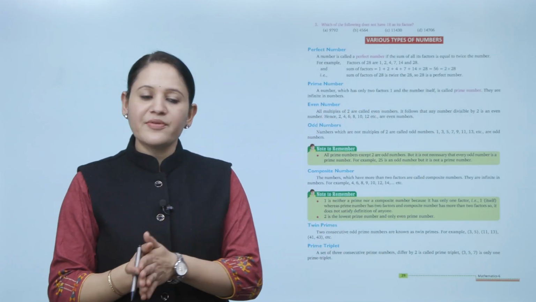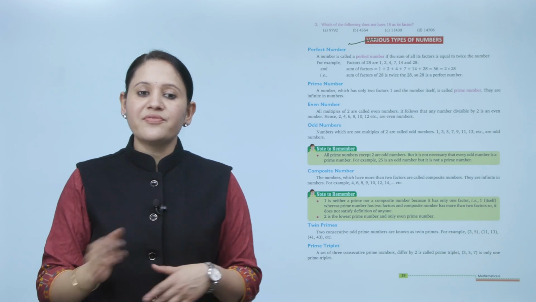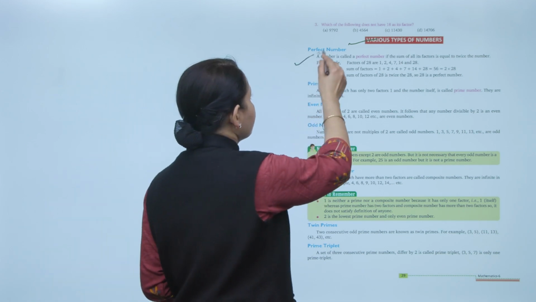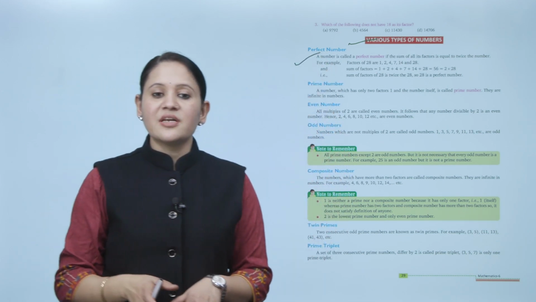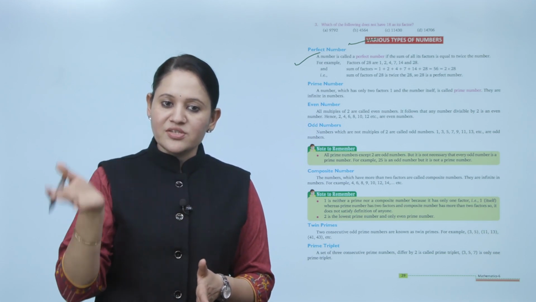Next is various types of numbers. First one is perfect number. So what is a perfect number? A number is called a perfect number if the sum of all its factors is equal to twice the number.